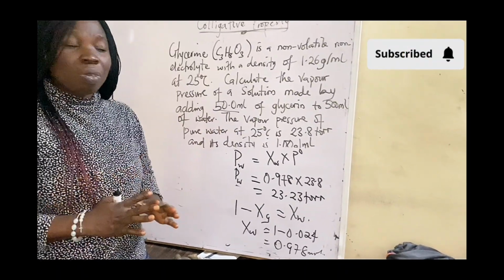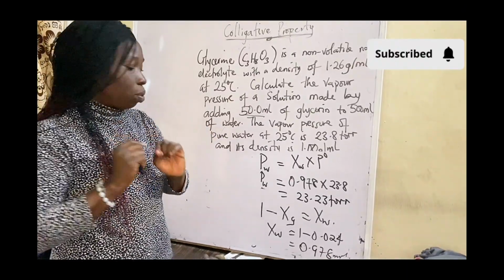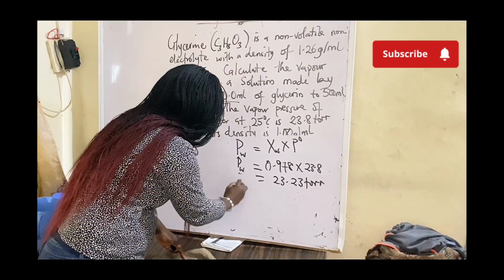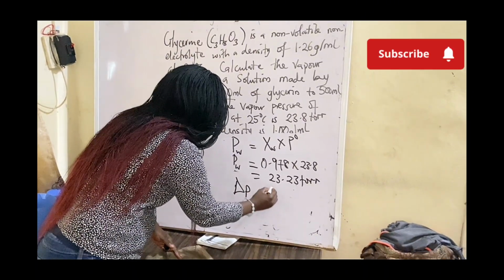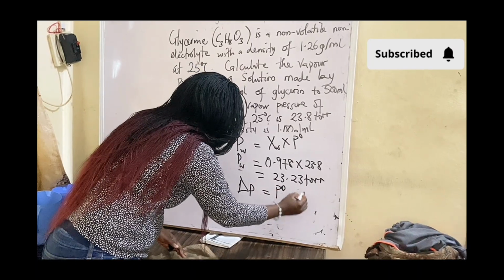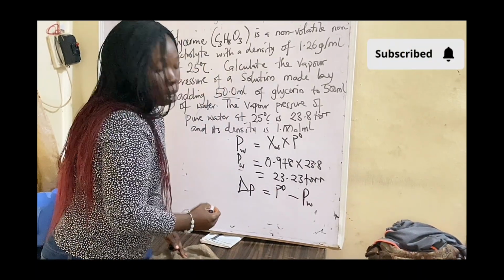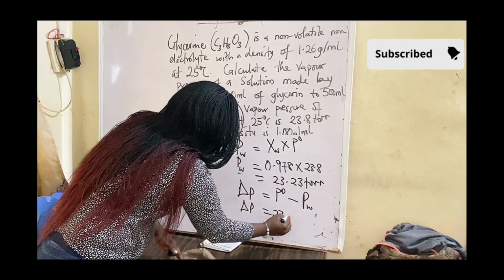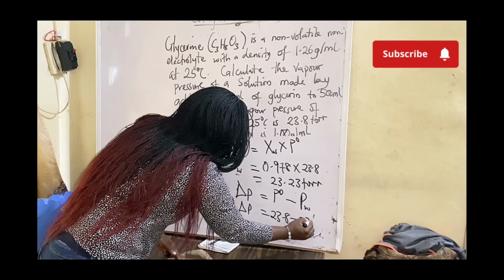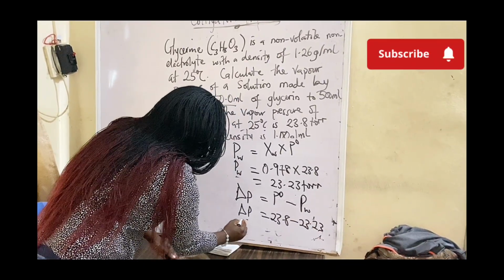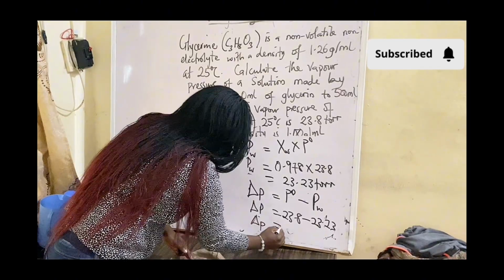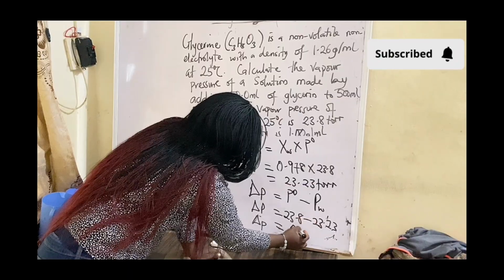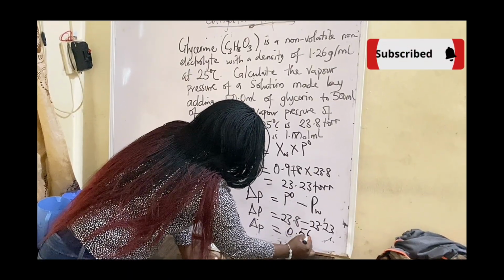Then if they now tell you to calculate the lowering of the vapor pressure, it means you will simply say your change in vapor pressure will be equal to vapor pressure of pure water minus vapor pressure of the water solution. Thereafter, delta P equals 23.8 minus 23.23, and that will give us the vapor pressure lowering to be equal to 0.56 torr.